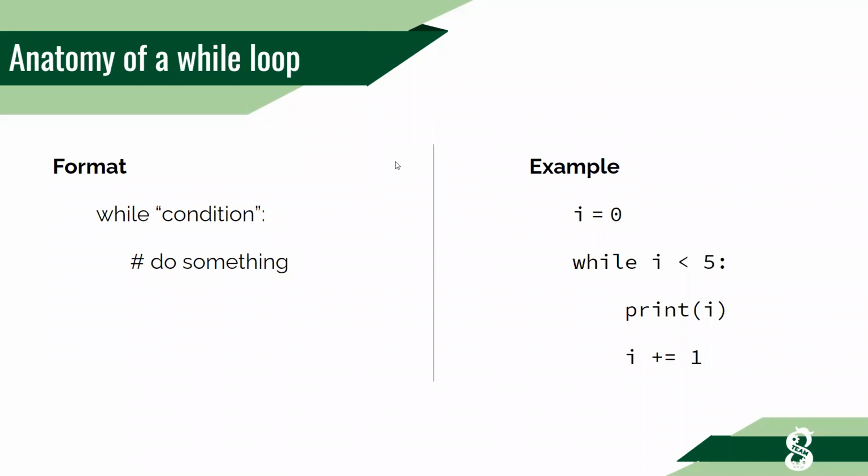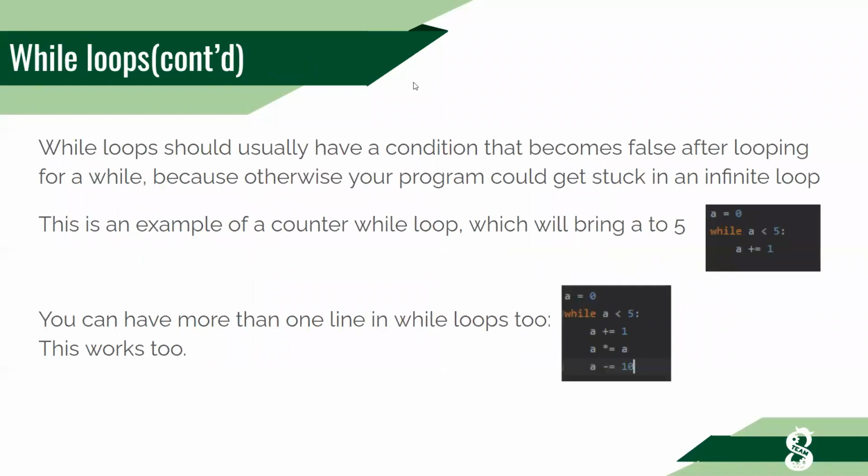So to write a while loop, you have your while condition, and then you have a colon. Then you have to indent, and then you can put your code here. So over here, you have a counter. My bad. So instead of having just an infinite loop, while loops should usually have a condition that becomes false after looping for a while, because otherwise you'll get an infinite loop.